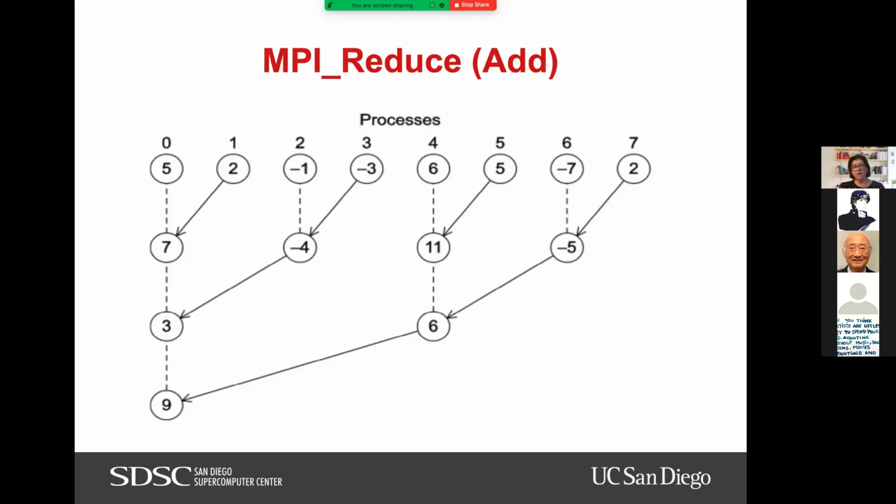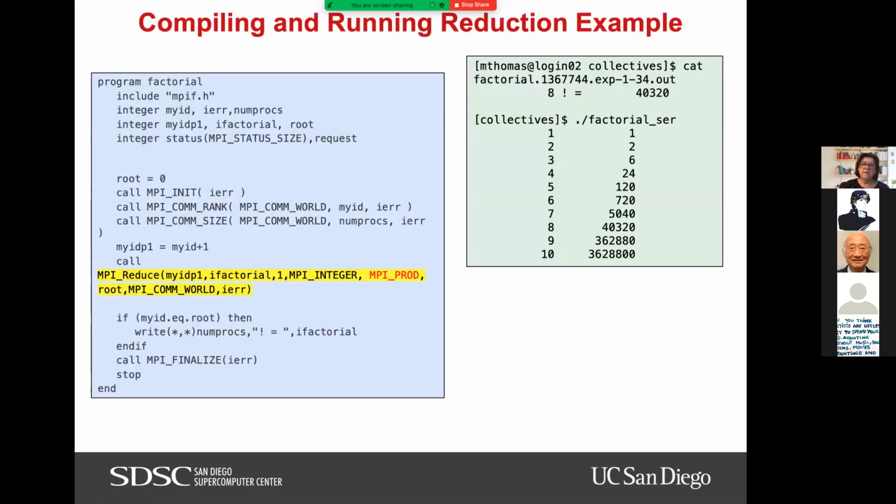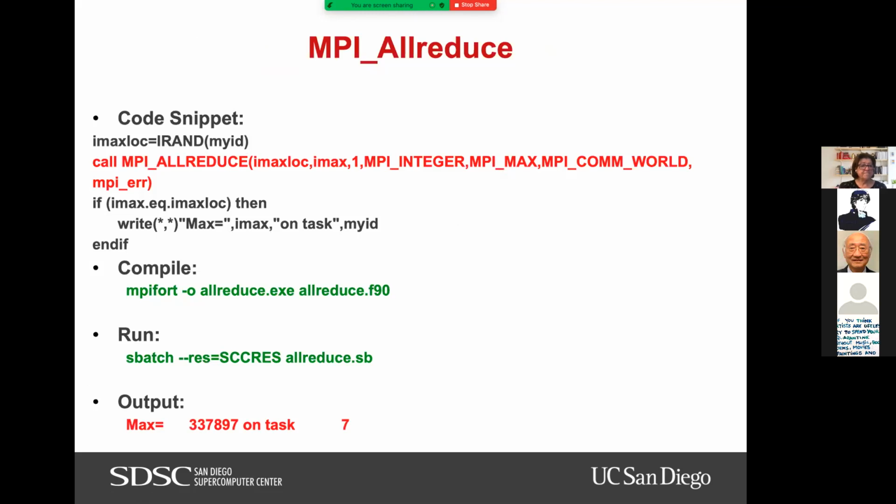Behind all of these collective operations is this kind of logic. There are different implementations, but basically that's what's happening with a lot of these operations. Compiling and running the reduction factorial example. Here's our reduction operator, and here's the answer for 8 factorial. I included factorial serial, so you can see that indeed we got the right answer. This one goes by the number of cores, so if you increase the number of cores, you'd be getting 15 factorial, for example. Have fun with that one.